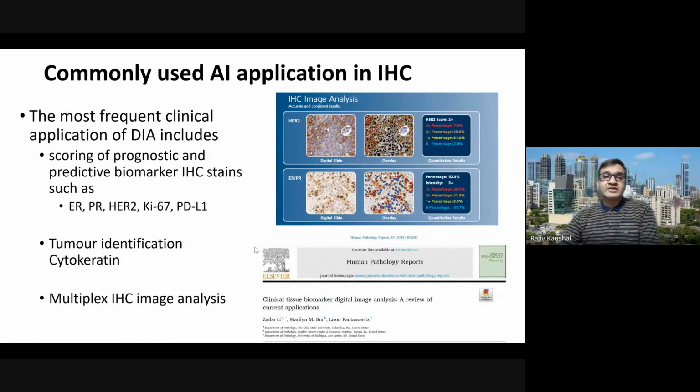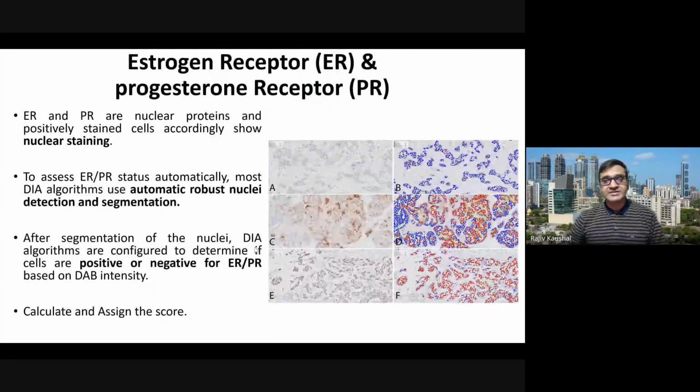These are a few examples of commonly used biomarkers in the era of precision medicine, like ER, PR, HER2, Ki67, and PDL1, and for tumor identification, like cytokeratin, and multiplexing IHC. If you're using these, then image analysis is mandatory. I'll briefly touch on a few of these examples. ER and PR: there are many companies working on it, and they started working on it because these are relatively easy models to develop, as they have to focus mainly on the nucleus, the staining, and the various staining patterns.